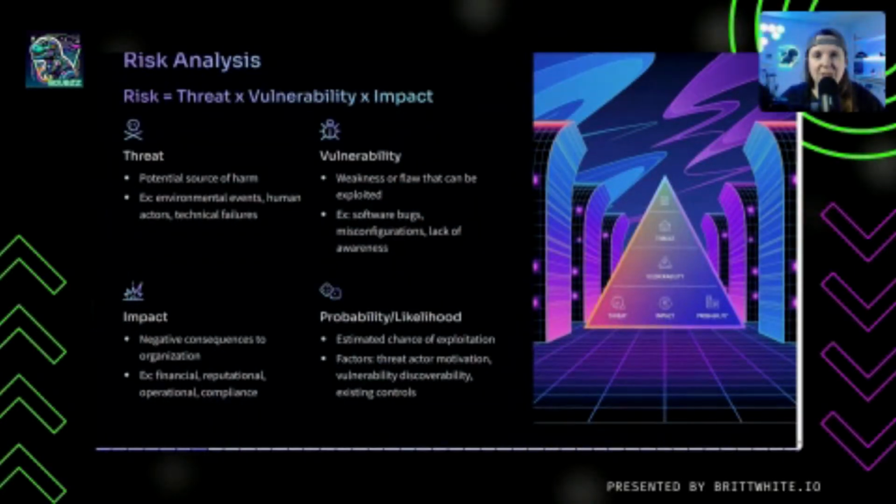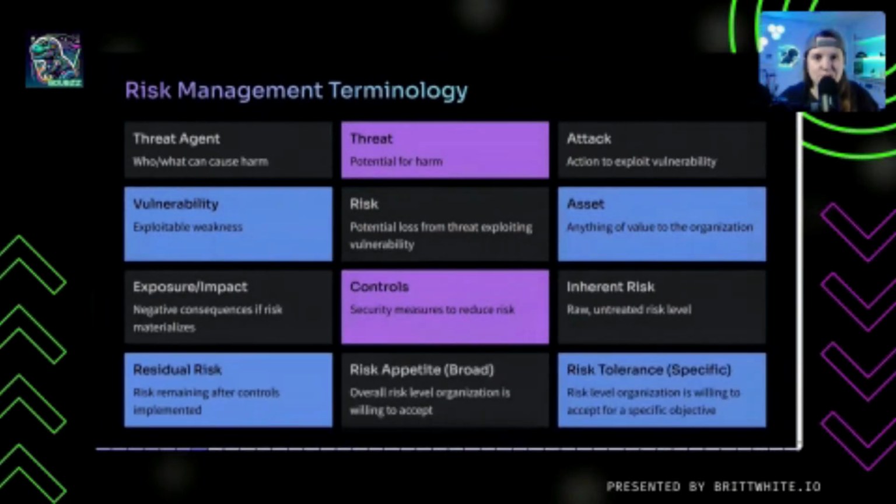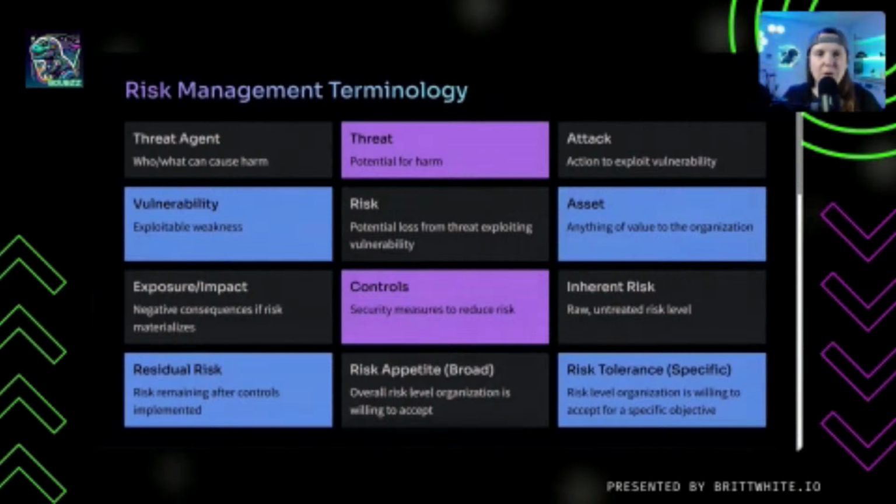Let's quickly review some key risk management terms that are essential to understand and use consistently. A threat agent is who or what can cause harm. This could be external hackers, malicious insiders, nation-state actors, or even natural disasters. A threat is the potential for harm itself. An attack is the action taken to exploit a vulnerability. A vulnerability is the weakness that can be exploited. Risk is the potential for loss or damage resulting from a threat exploiting a vulnerability.